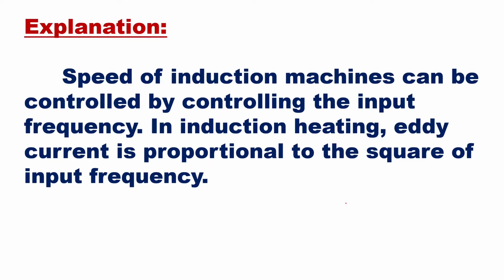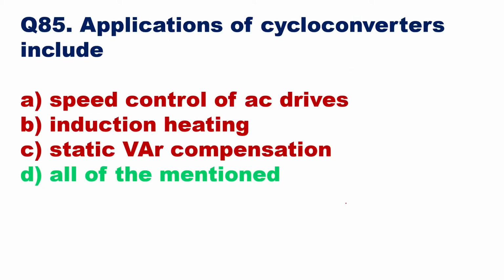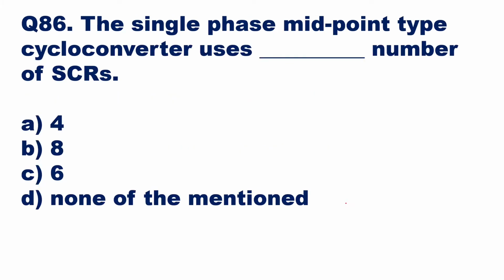So here you can see the explanation. Speed of induction machines can be controlled by controlling the input frequency. In induction heating, eddy current is proportional to the square of the input frequency. So all these come as applications of cycloconverters. So here you can see applications of cycloconverters include all of the above mentioned. So option D will be the right answer here. Then we'll go to question number 86.